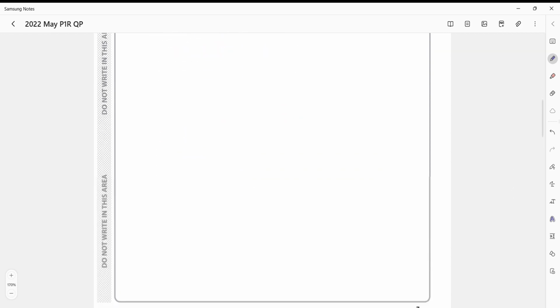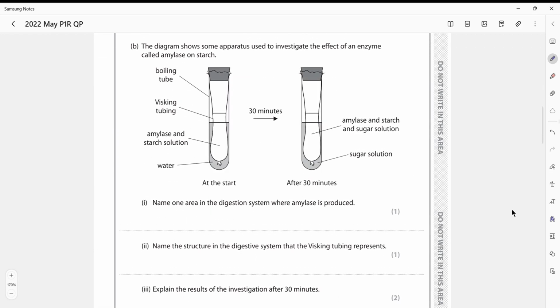Okay, let's move on to part B. Part B, the diagram shows some apparatus used to investigate the effect of an enzyme called amylase on starch. So just to do a little bit of recap, starch is what we refer to as a polysaccharide. So poly means many, and starch is basically many glucose molecules linked together to form a larger molecule, and we refer to that as starch. Right, and amylase is responsible for breaking down that starch into smaller sugars.